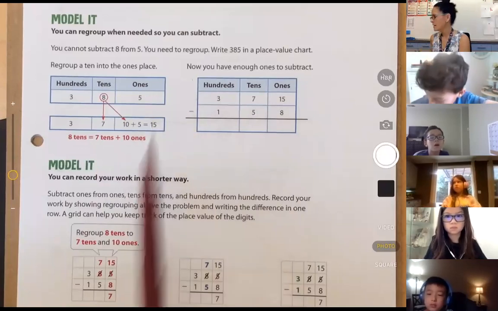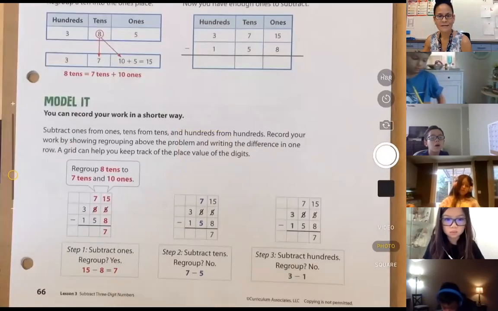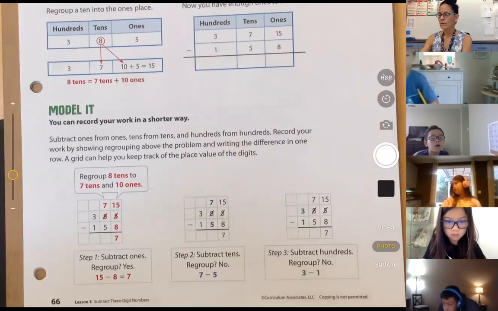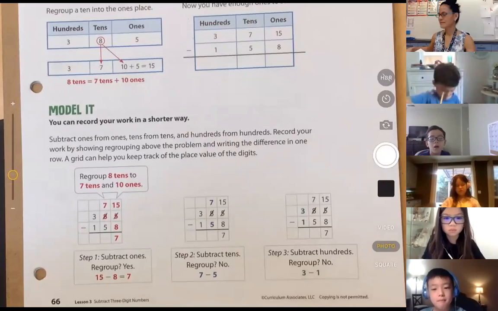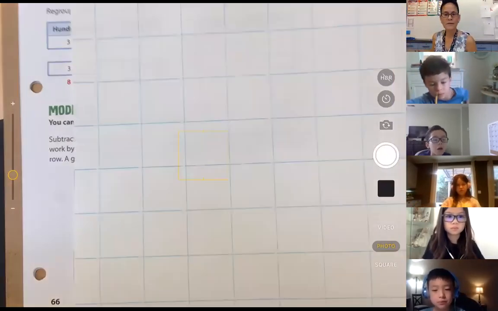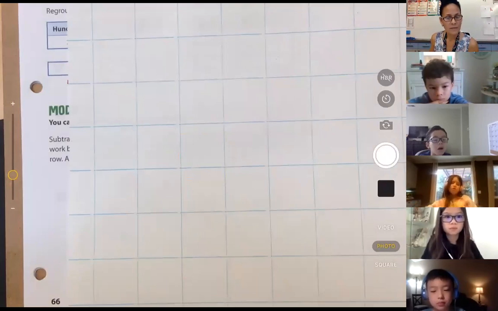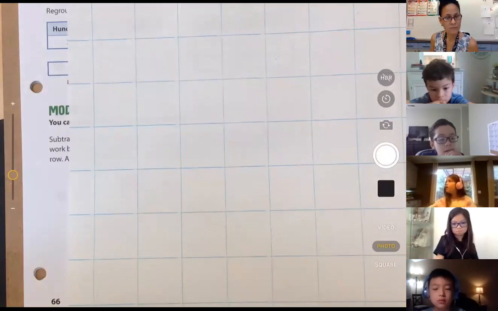Okay, so here is another way yet to model it. And now we are going back to, remember, grid paper, right? This grid paper here is like my chart paper that I use in the classroom. Sometimes friends find this more useful in keeping their numbers aligned. All right.